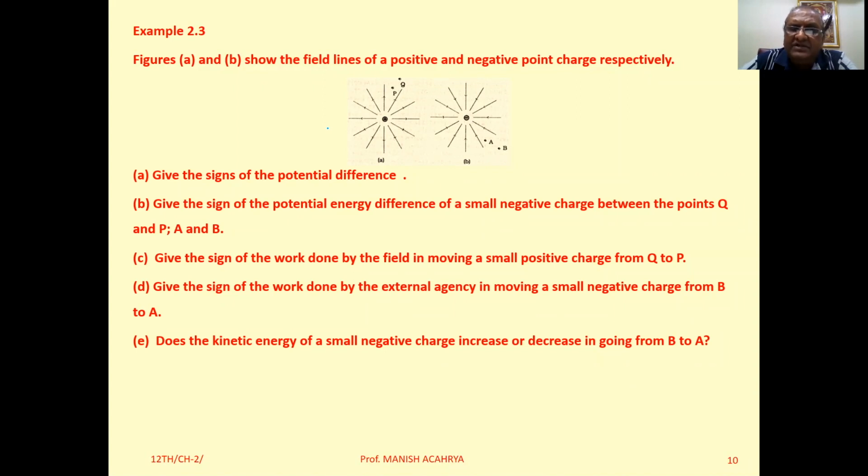Question B. Give the sign of the potential energy difference of a small negative charge between the points Q and P, as well as A and B. C. Give the sign of the work done by the field in moving a small positive charge from Q to P. D. Give the sign of the work done by the external agency in moving a small negative charge from B to A.